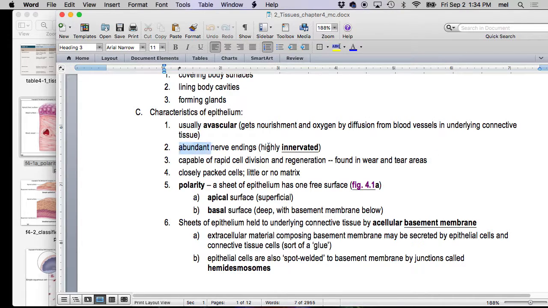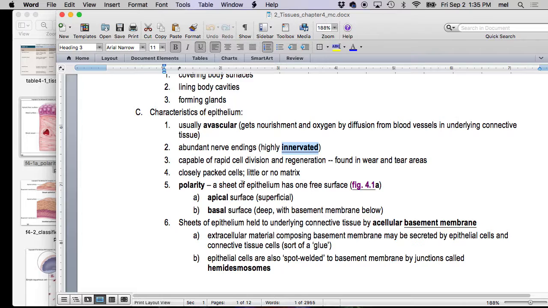Okay, now what else is true? Even though it's avascular, it is highly innervated. This word may not be familiar to you, but do you have any idea what that probably is implying? Innervated? Yeah, lots of nerves going to and from, right? Which is really good when it's at the boundaries of things because it's really good to be able to sense what is out there, right? So you have temperature receptors and touch receptors and pain receptors and all kinds of things.